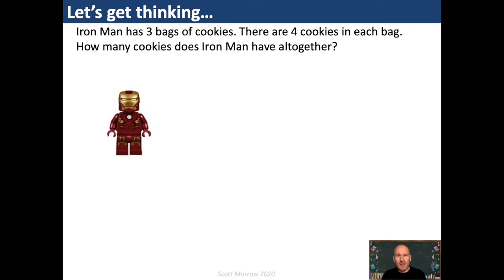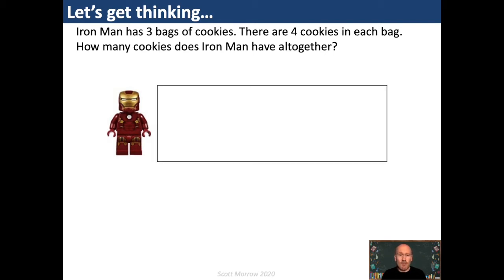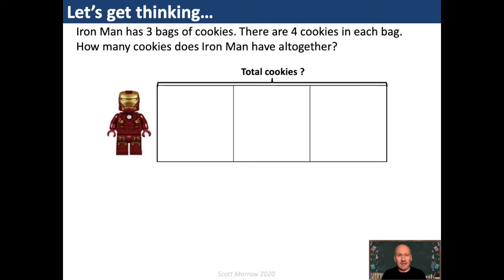And to begin with, I know that I have got some cookies. So I'm going to draw a bar to represent all of those cookies. I know that I'm looking for the total cookies. I'm looking for the whole amount. How many parts am I going to split that bar into? Well, I know there are 3 bags. So let's split that into 3 parts. And how many are there in each part?